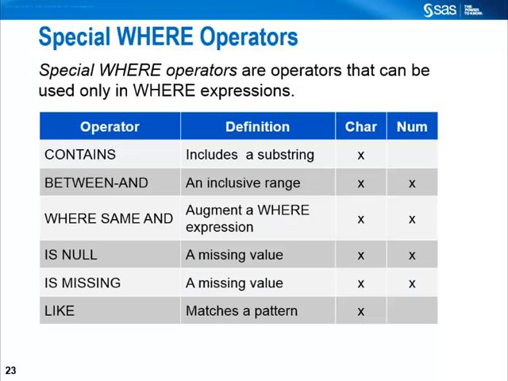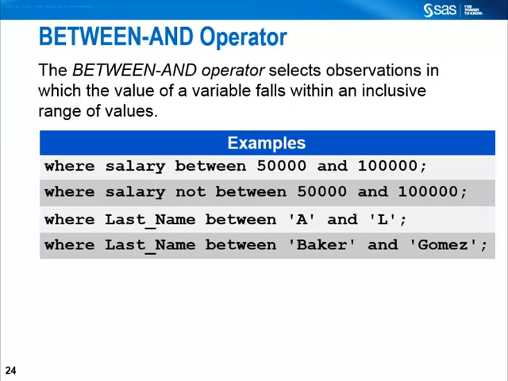Special WHERE operators. Special WHERE operators are operators that can be used only in a WHERE expression. CONTAINS includes a substring. BETWEEN AND is an inclusive range, so both the initial and the final value would be included. SAME AND is used to augment a WHERE expression, so if we are using multiple WHERE statements in a program, then this might be helpful, though it is not recommended. IS NULL and IS MISSING are the same, they just handle your missing values. LIKE matches a pattern.